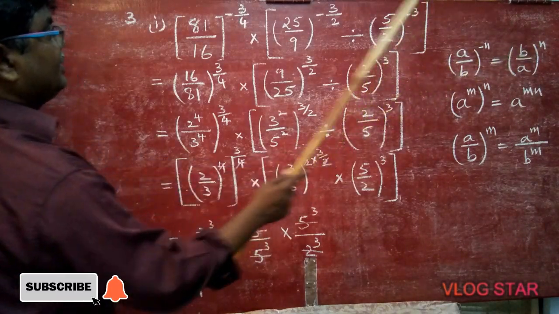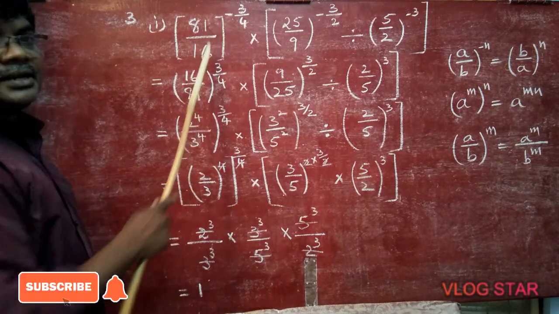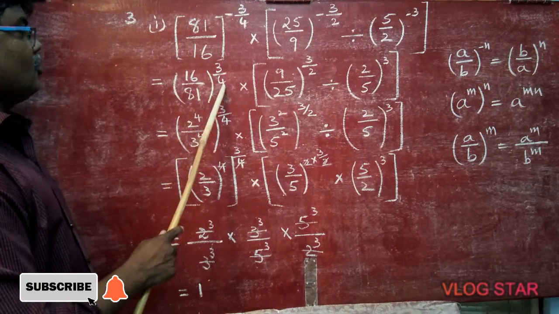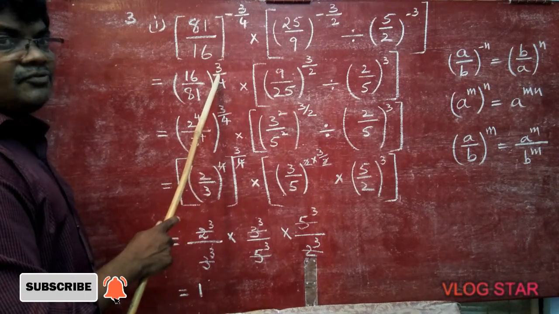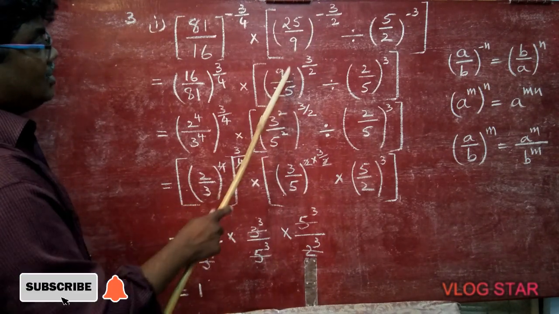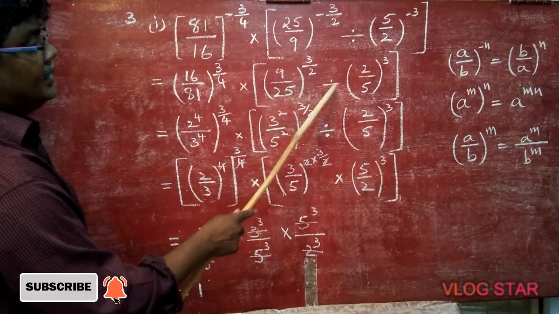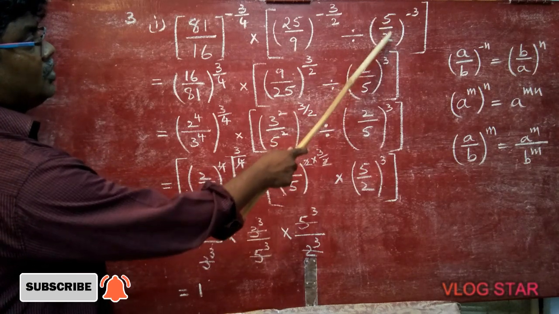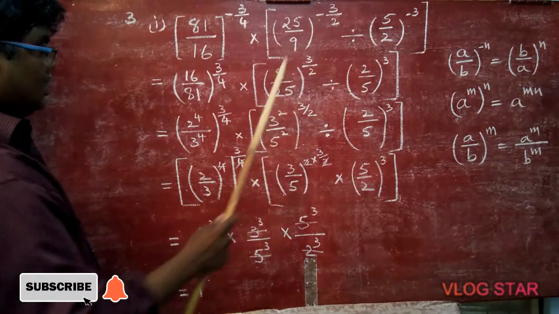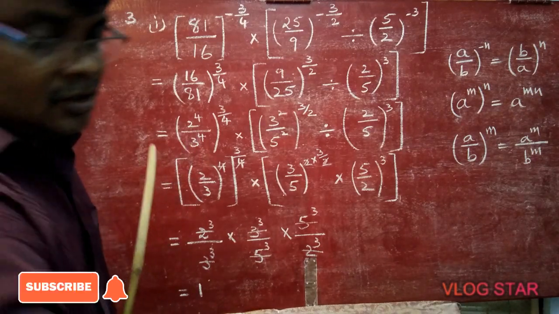(b/a)^n. The negative power changes into a positive power and the fraction becomes reciprocal. So (16/81)^(3/4); minus 3/4 became plus 3/4, into, here also the power is negative, so reciprocal: (9/25)^(3/2). Divided by, here also the negative power is there, so the reciprocal of 5/2 is 2/5, (2/5) whole cube. Now 16 we can write as 2 to the power of 4.